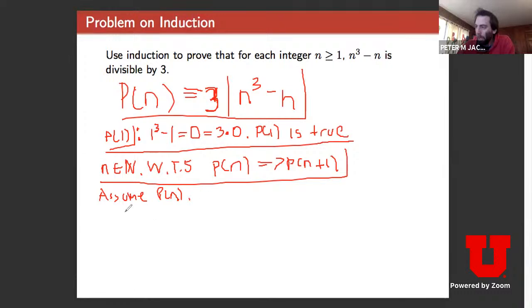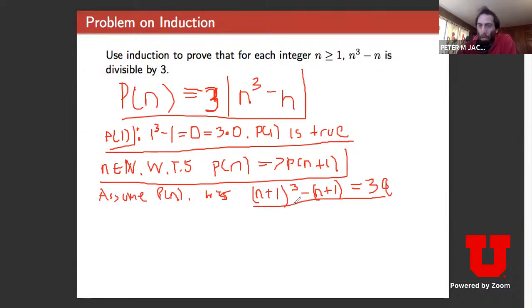So, all right, I'll write out P of n plus 1. We want to show that P of n plus 1 is true, and that means we want to show that n plus 1 cubed minus n plus 1 is divisible by 3. So we need to show that for some integer q, this is true. As you've seen in class, we're going to try to simplify this expression a little bit.